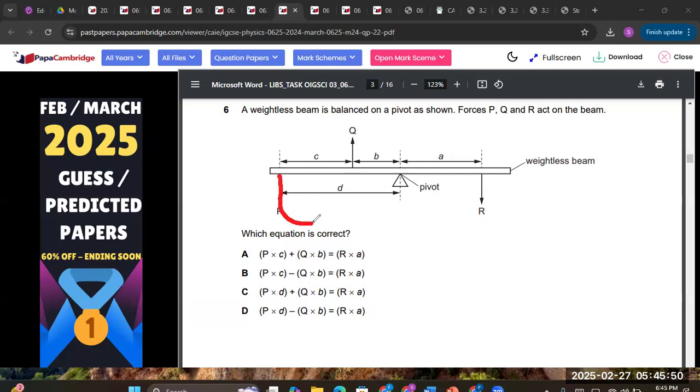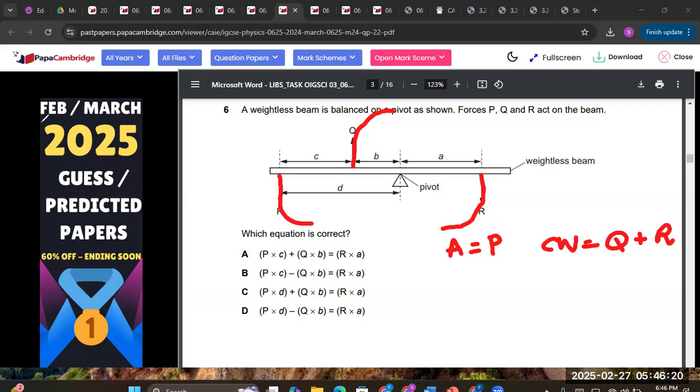Go down and turn towards the pivot. So P is anti-clockwise. Q. Go up and turn towards the pivot. So Q will be clockwise, I think. R. Go down, turn towards the pivot. So R is also clockwise. So that means that in anti-clockwise, we have P, and in clockwise, we have Q and R.